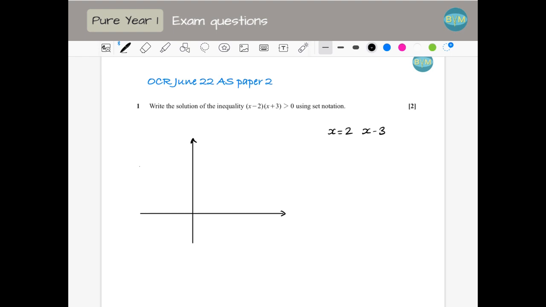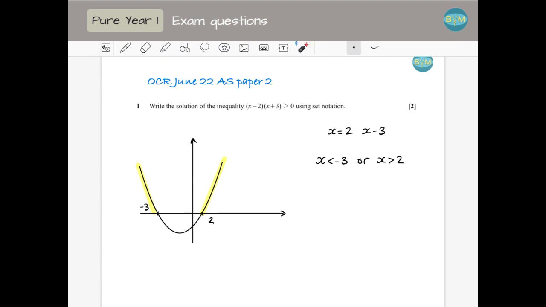So our quadratic is going to be something like this. This is minus 3, roughly, and this is 2. And we need to know when our quadratic is positive, which means it's above the x-axis. So it's here and here. Yeah, so it's this bit here and this bit here. So our solution is going to be when x is smaller than minus 3 or when x is greater than 2. Yeah, that's my solution.